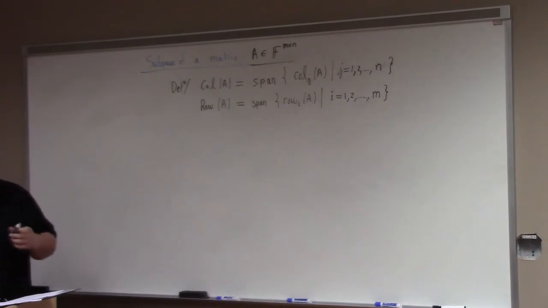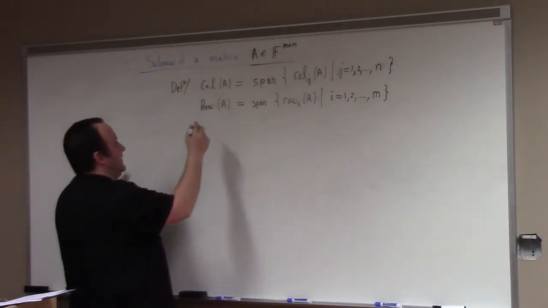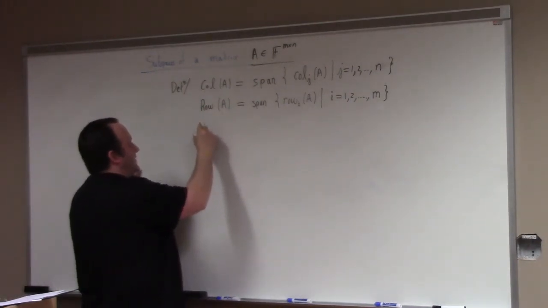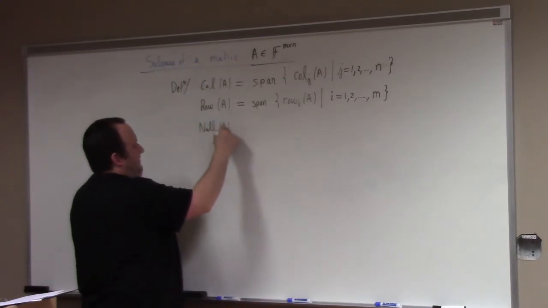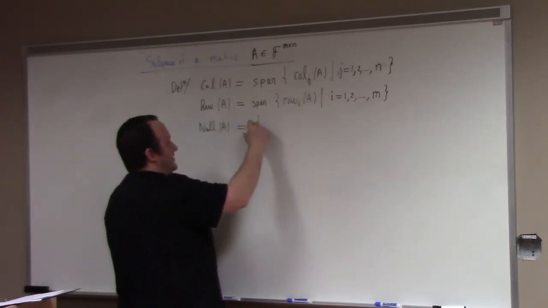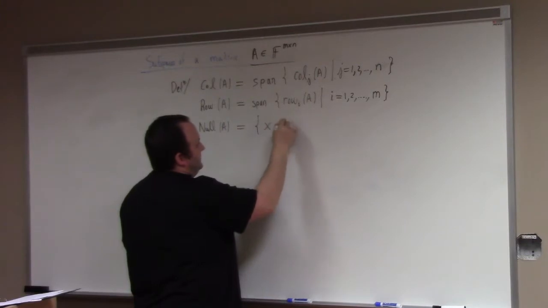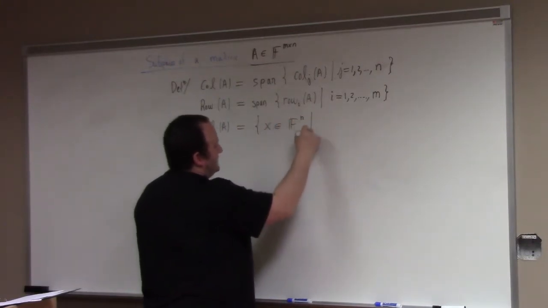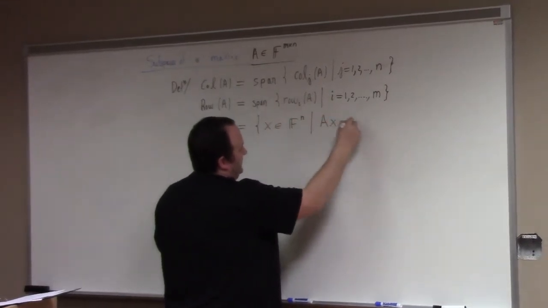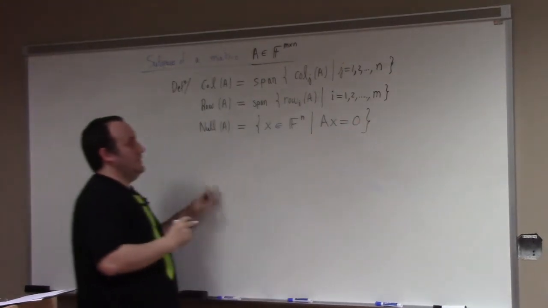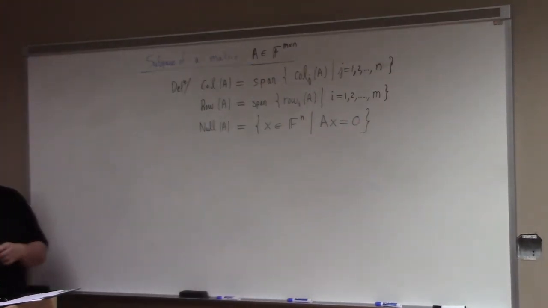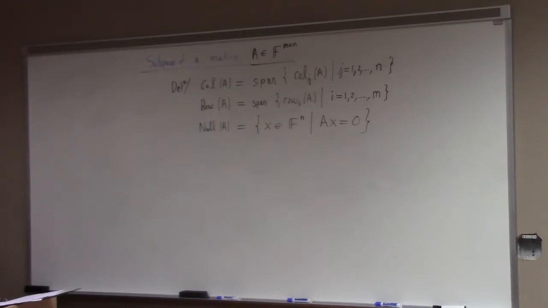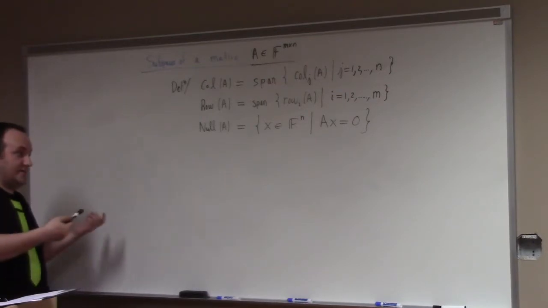And then of course there's the dreaded null space of A, which is not a span, but it is defined to be X in F^n such that Ax is equal to 0. Null space, also known as the solution set to the homogeneous equation. I say these are fundamental subspaces connected with a given matrix. Do you see why? I mean, are they subspaces? Am I right?